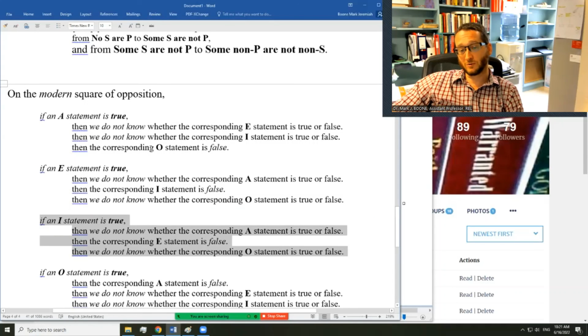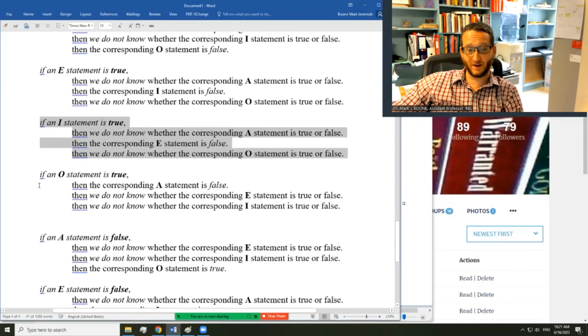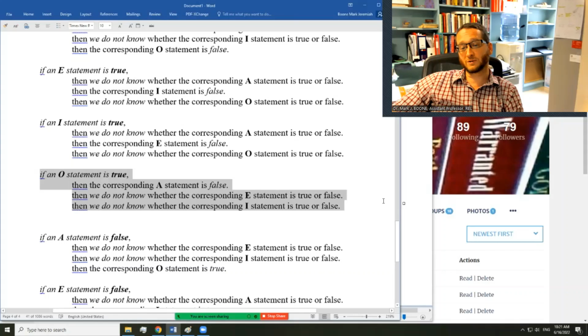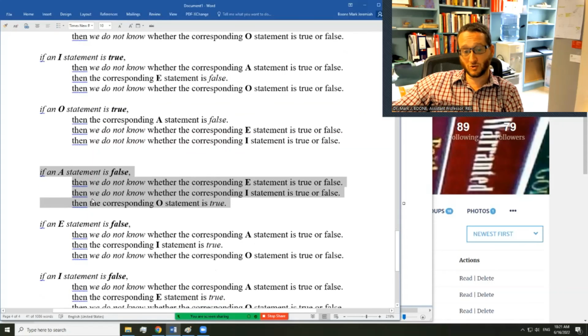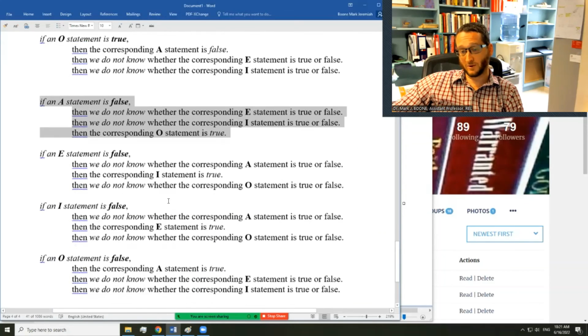If an I statement is true, its corresponding E statement is false, and we don't know whether the corresponding A or O is true or false, and so don't infer anything about them, it's an invalid inference. If an O statement is true, its corresponding A statement is false, and we don't know anything about the corresponding E's and I's. If an A statement is false, its corresponding O statement is true, and we don't know anything about the corresponding E's and I's.